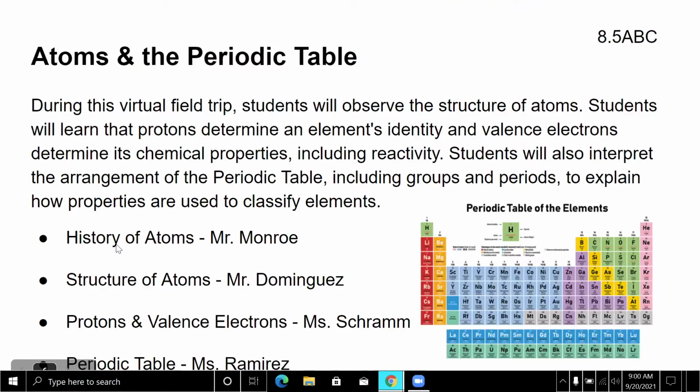The program today will be atoms and the periodic table. During this virtual field trip, students will observe the structure of atoms. Students will learn that protons determine an element's identity and valence electrons determine its chemical properties, including reactivity. Students will also interpret the arrangement of the periodic table, including groups and periods, to explain how properties are used to classify elements. Mr. Monroe will cover the history of atoms, Mr. Dominguez the structure of atoms, Ms. Schramm protons and valence, and Ms. Ramirez will tell you all about the periodic table.